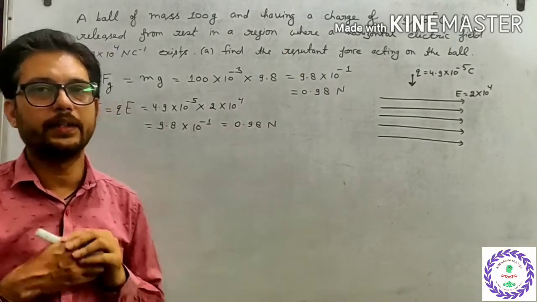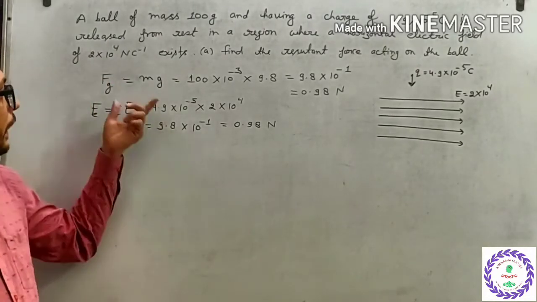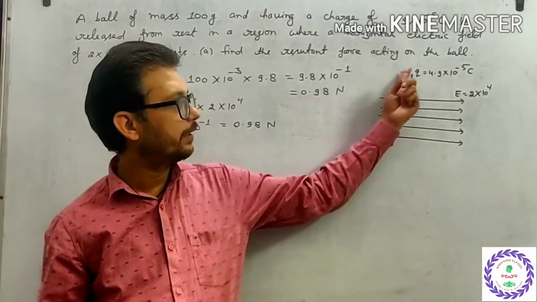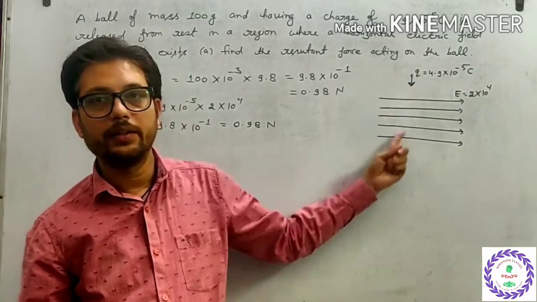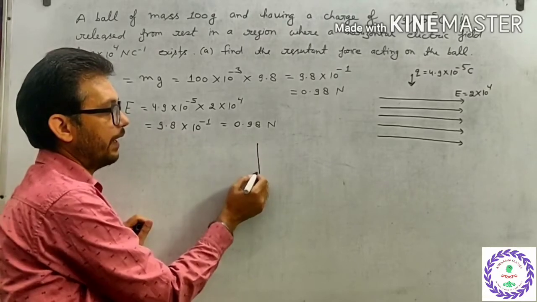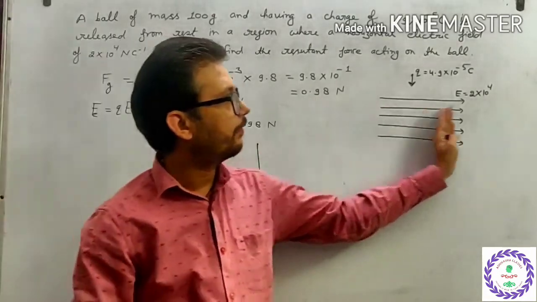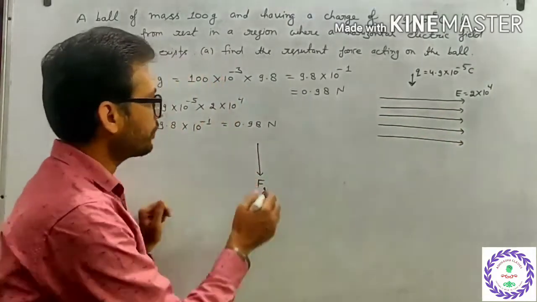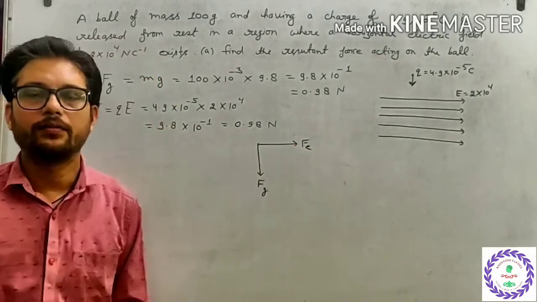Now how do we find the resultant force? If we talk about the direction of the force of gravity, it will be downward. So we can draw the direction as Fg, the force of gravity, and the electric field is in this direction, so the force will be in this direction, this way. So it will be the direction of the electric force.